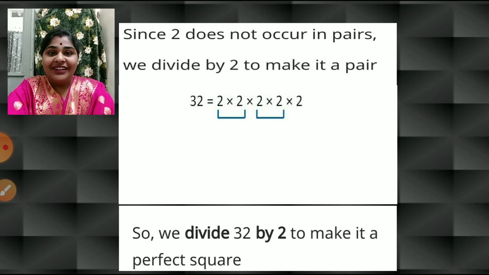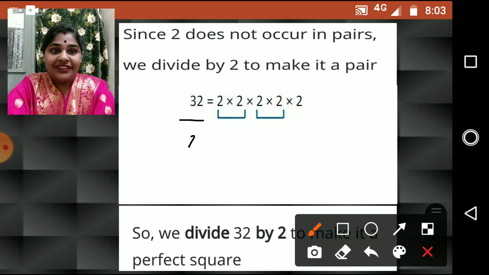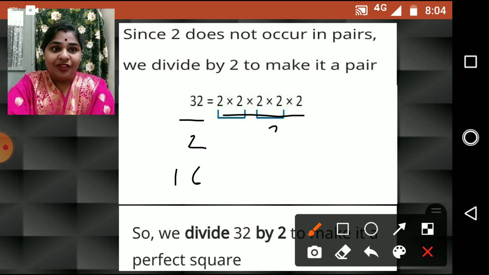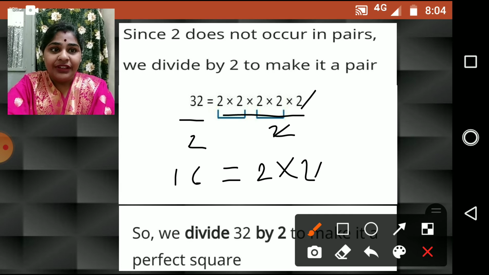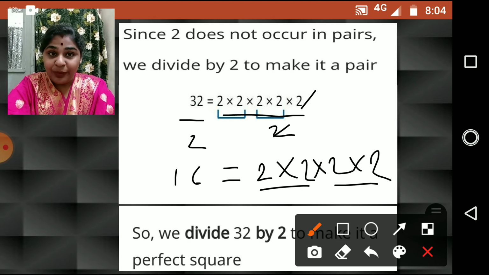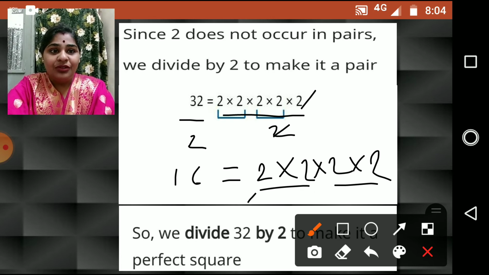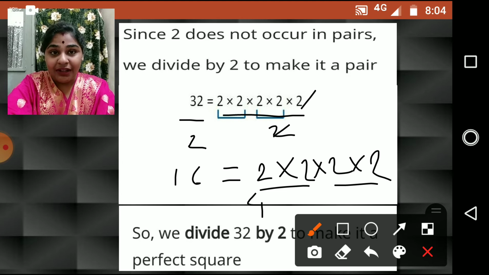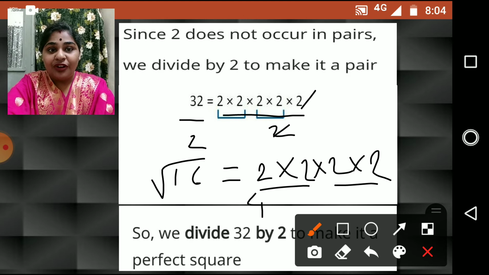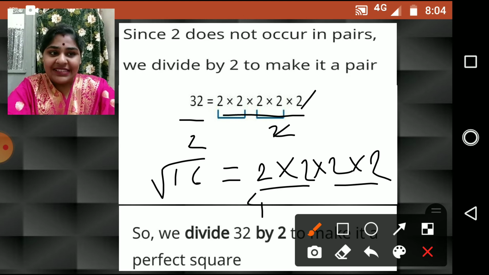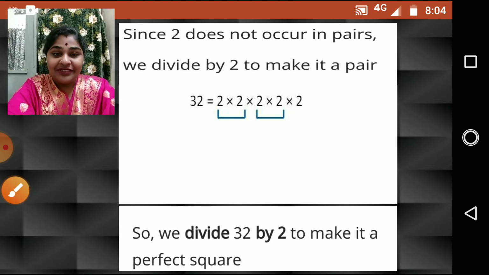So when you divide, now if you see here, when I divide this 32 by 2, I will get 16, and when I divide the right hand side also by 2, the 2 gets cancelled, so 16 will be equal to 2 into 2 into 2 into 2, and when I start pairing, I'll get 2 pairs of 2. Each pair I'll take one number. So 2 into 2 is 4. So the square root of 16 is 4. Same method you have to do, children, which is very easy.